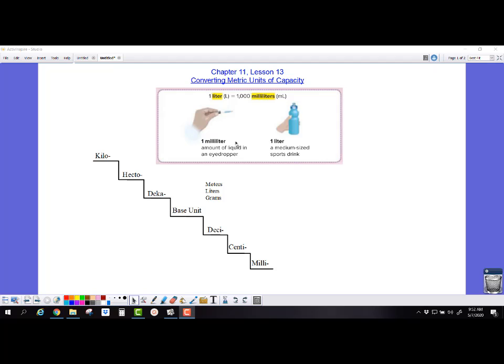The exact amount, if you think of the little blue squares we use in math, that is a cubic centimeter, and a milliliter is the amount of liquid that would fit in a cubic centimeter.